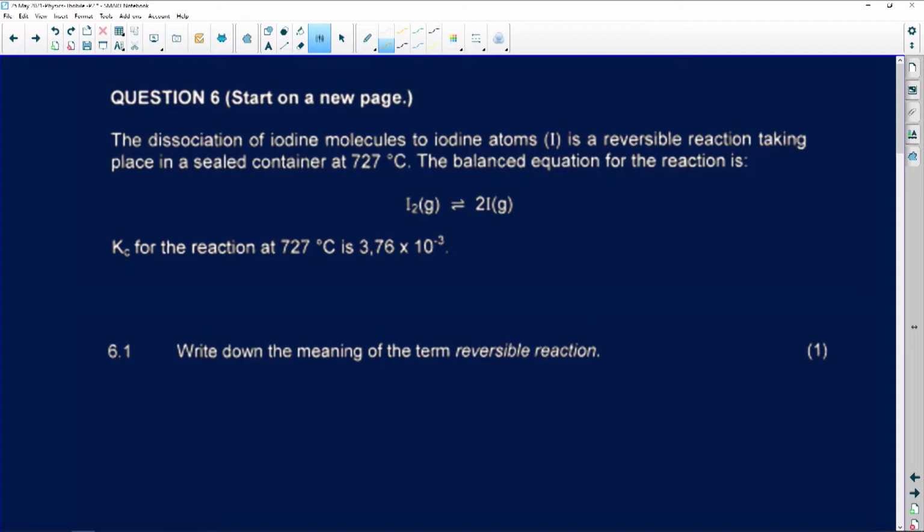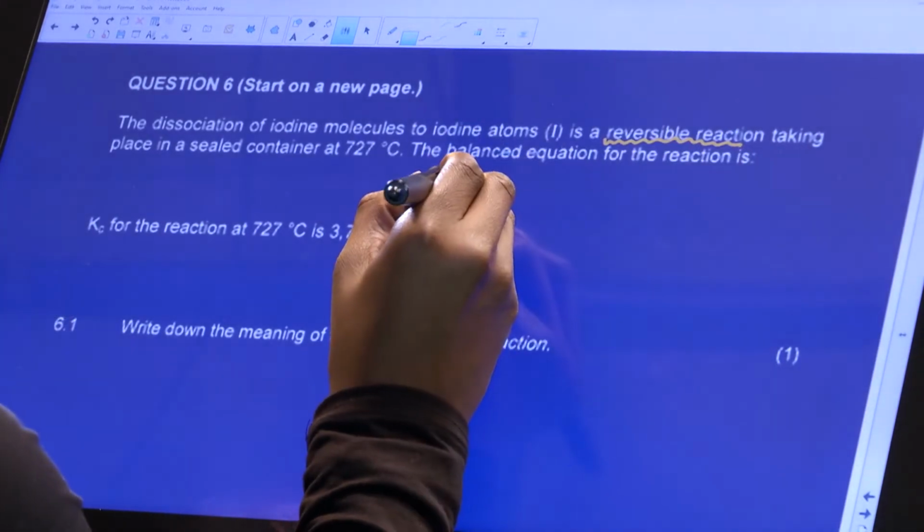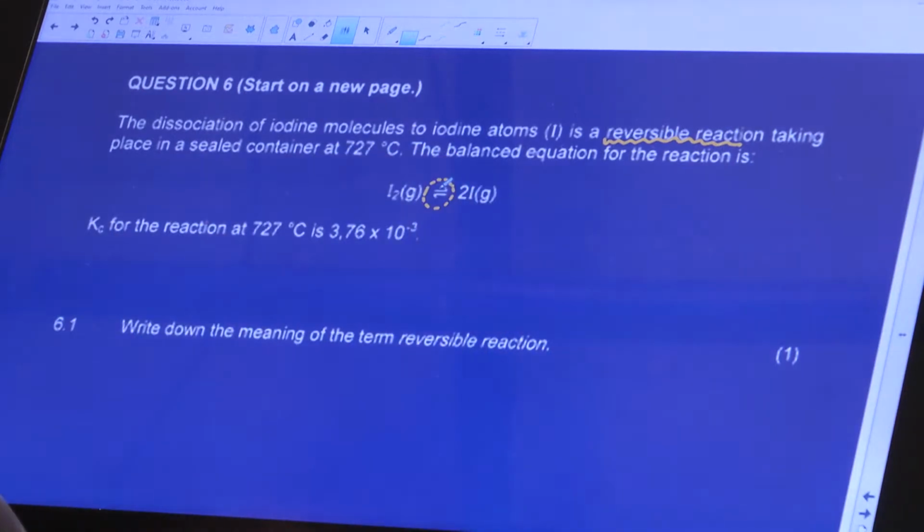Now in question number 6, we look at Le Chatelier's principle, more stoichiometry, and all about the Kc. So this question goes, the dissociation of iodine molecules to iodine atoms is a reversible reaction. I can actually already see that this is a reversible reaction by looking at this arrow right over here. And it's a reversible reaction taking place in a sealed container at 727 degrees Celsius. The balanced equation for the reaction is then given.